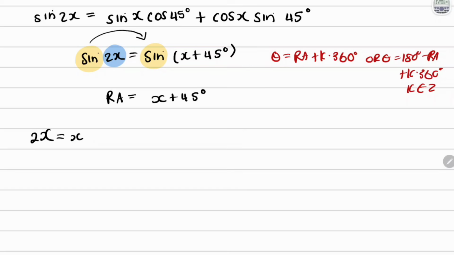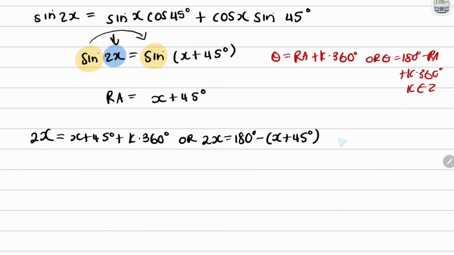So I'll take it like that. x plus 45 degrees, and then I'm saying plus k of 360 degrees. Or, my second solution, remember, this is like your x that you're working with: 2x is equal to 180 degrees minus our reference angle. Our reference angle has two terms, so you need to use brackets to protect it. So (x plus 45 degrees), then plus k 360 degrees, where k is an element of integers.